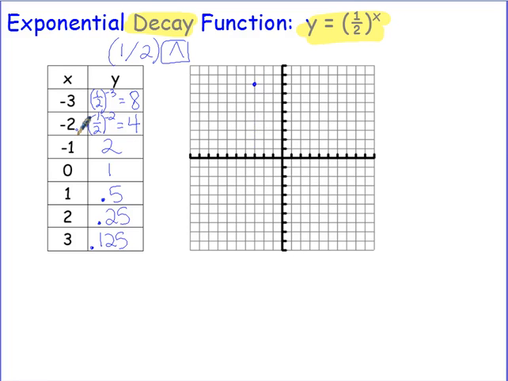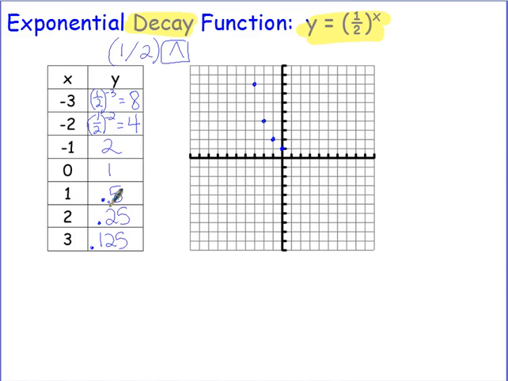Left 2, up 4. Left 2, up 1, 2, 3, 4. Left 1, up 2. There we go. I don't go left and right at all, but I go up 1. So I'm right here.